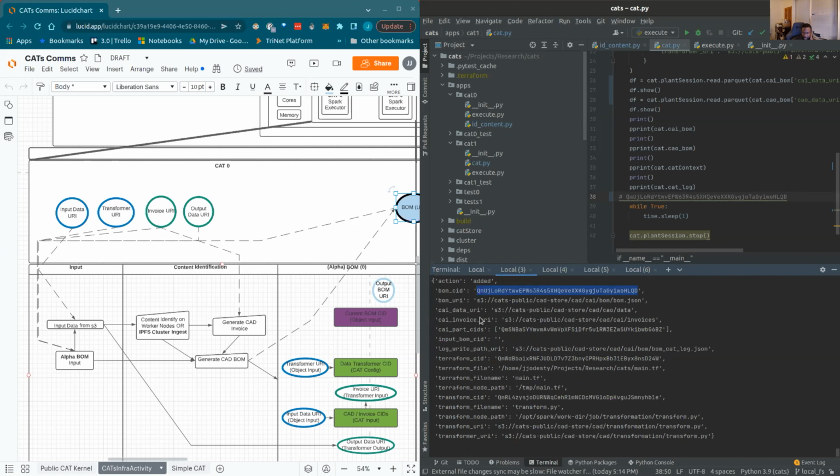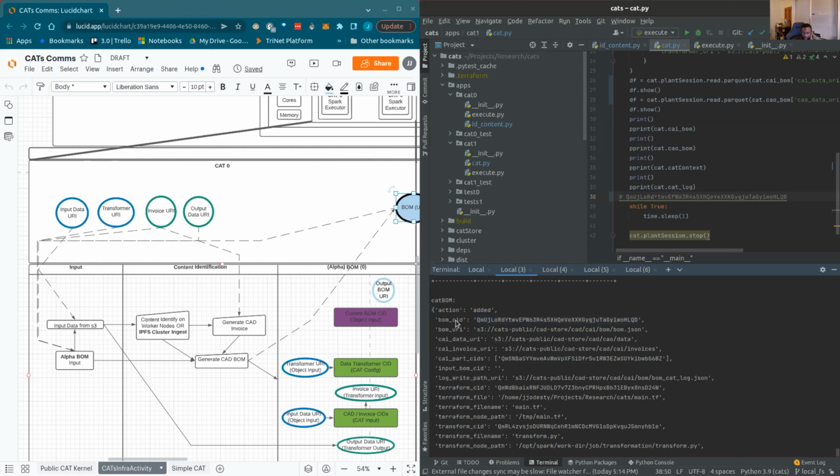Okay, and I should just explain this right now. This is the CID of this BOM. This is the URI in S3, right? So right now, this BOM is in S3 and it's on IPFS. This is the URI of the uncontent-addressed data. So this data isn't content addressed. This is the invoice, which contains the content addresses of the data in S3.